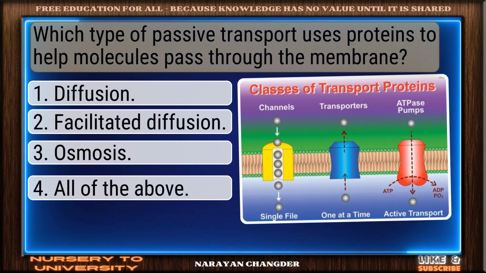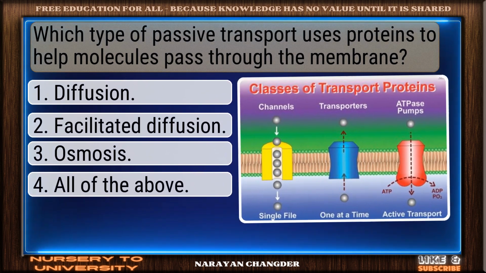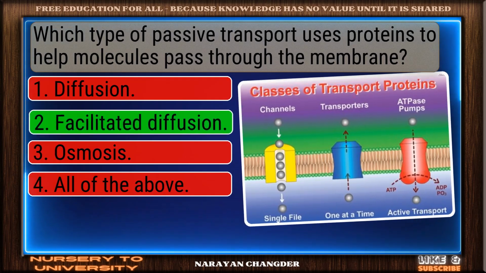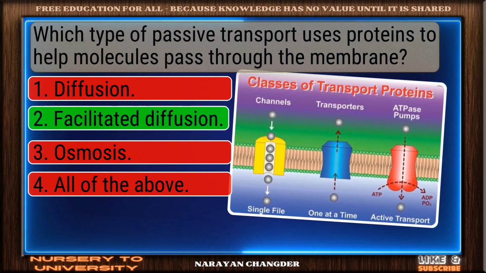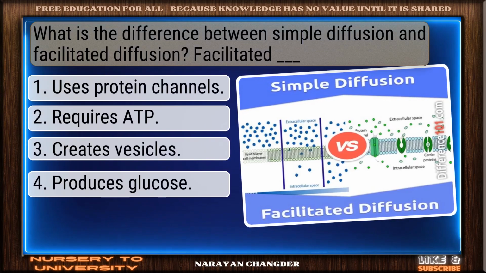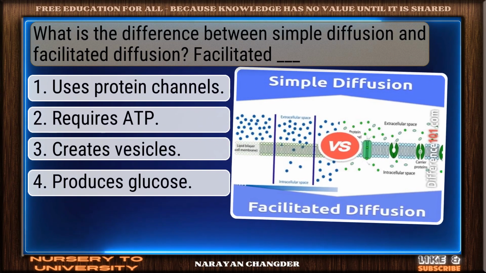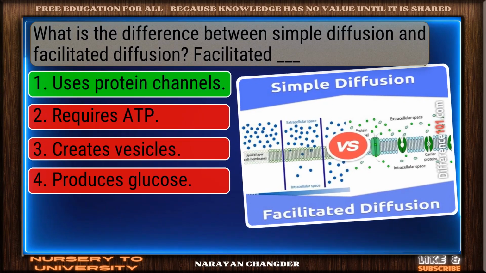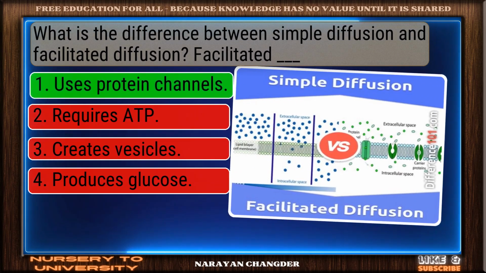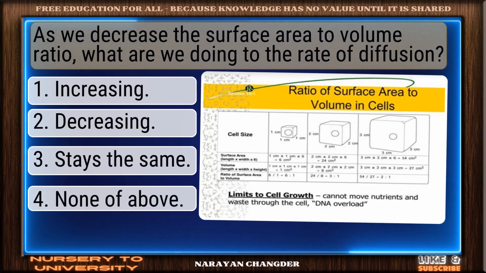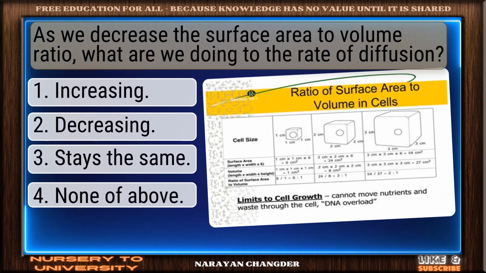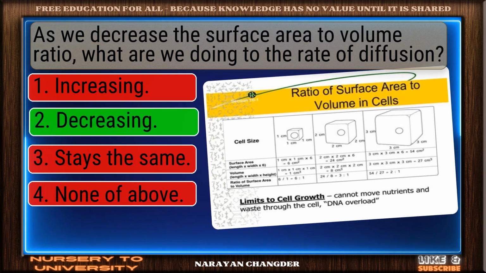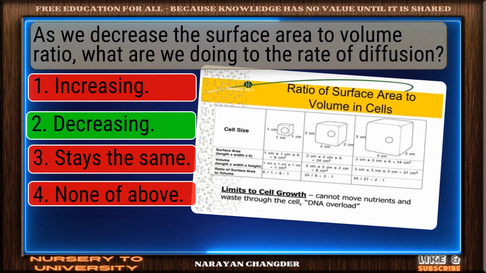Which type of passive transport uses proteins to help molecules pass through the membrane? Strong choice. Facilitated diffusion is the right answer. What is the difference between simple diffusion and facilitated diffusion? Facilitated dash. Well reasoned. Uses protein channels is the correct choice. As we decrease the surface area to volume ratio, what are we doing to the rate of diffusion? On track. Decreasing is the correct answer.